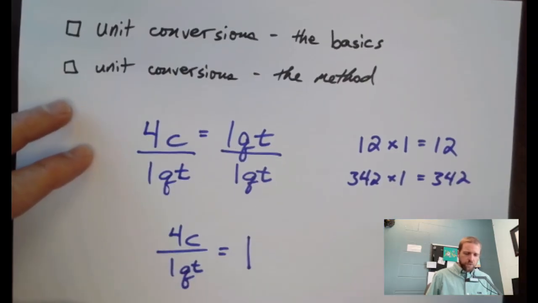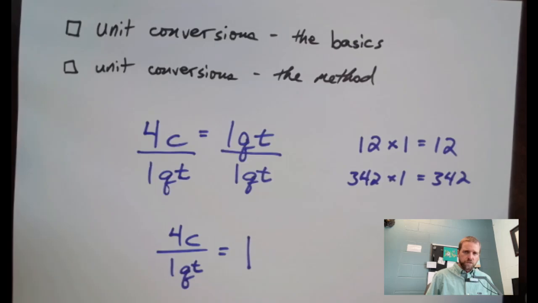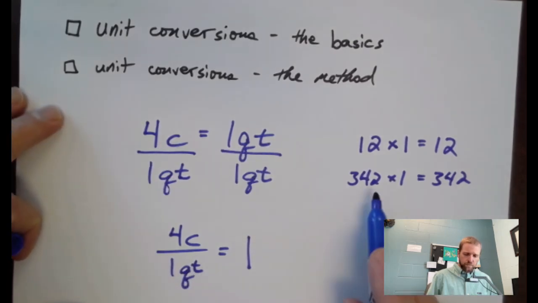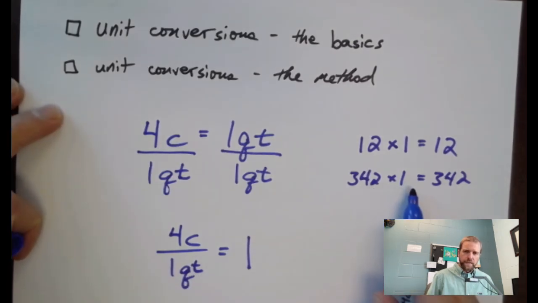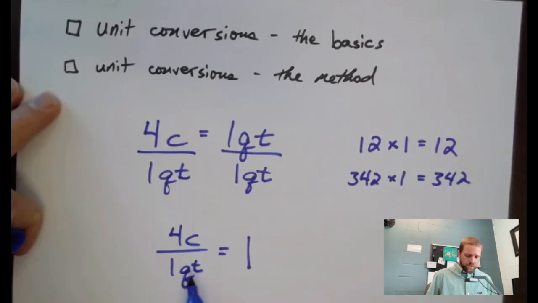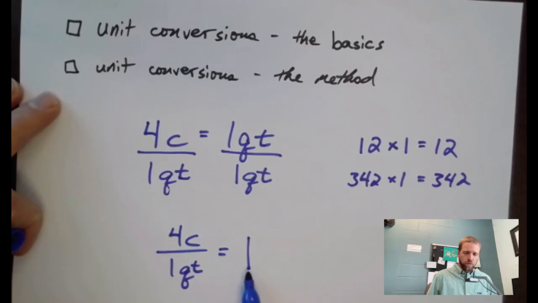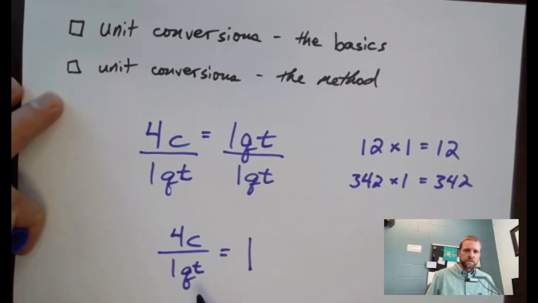So this is the principle of unit conversion. The fact that we can multiply something by 1 and get the same thing. So because 4 cups divided by 1 quart is equal to 1, I can multiply something by this and it doesn't change that quantity. All right, we do change the number, but we don't change the quantity.